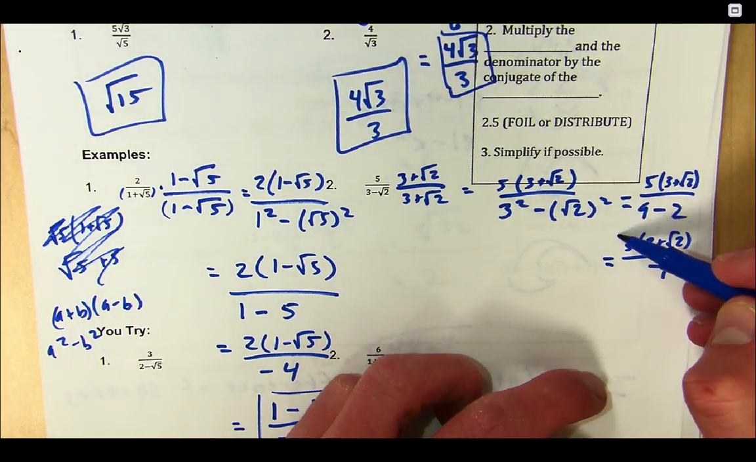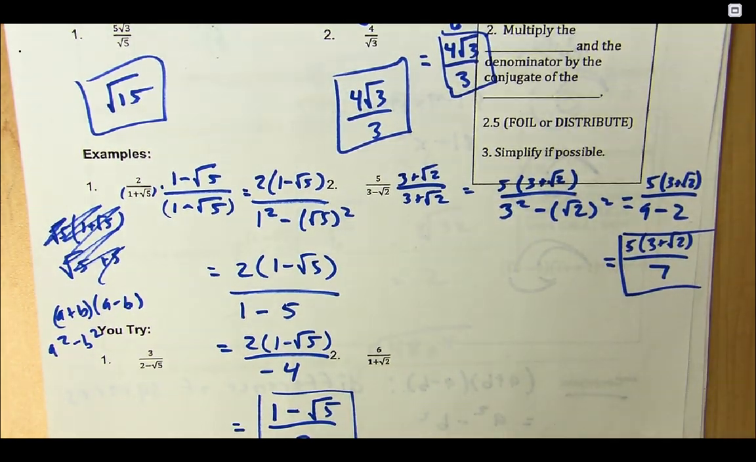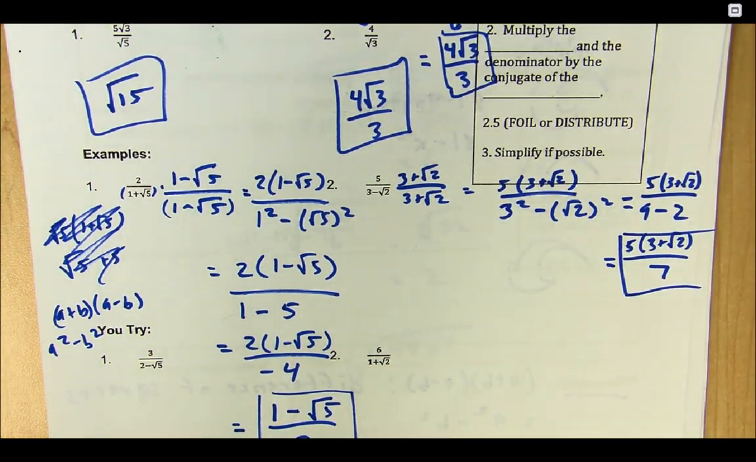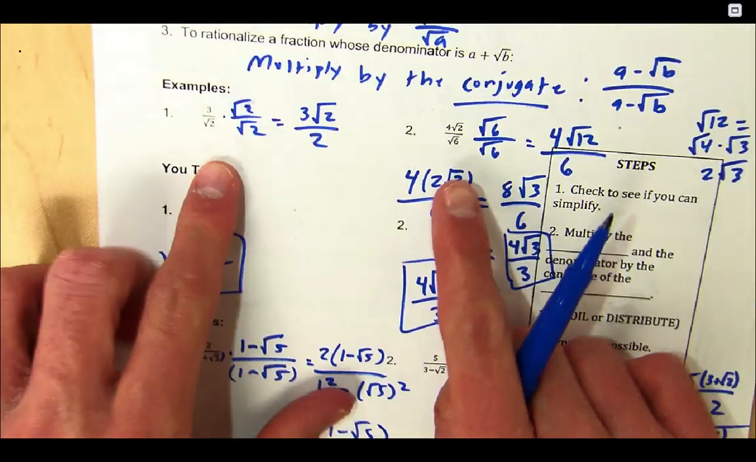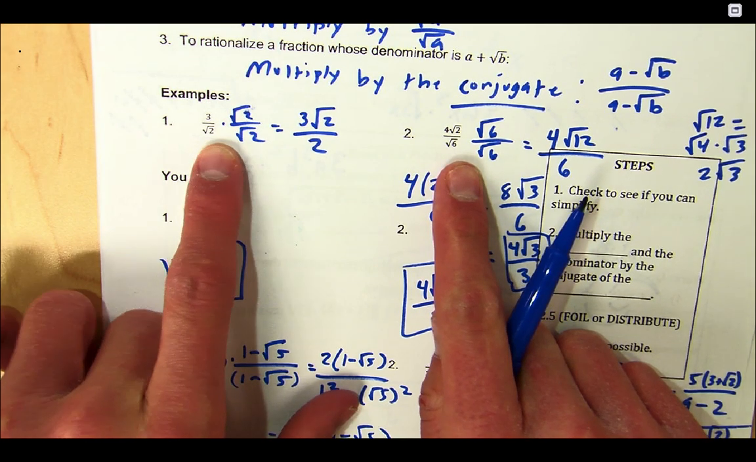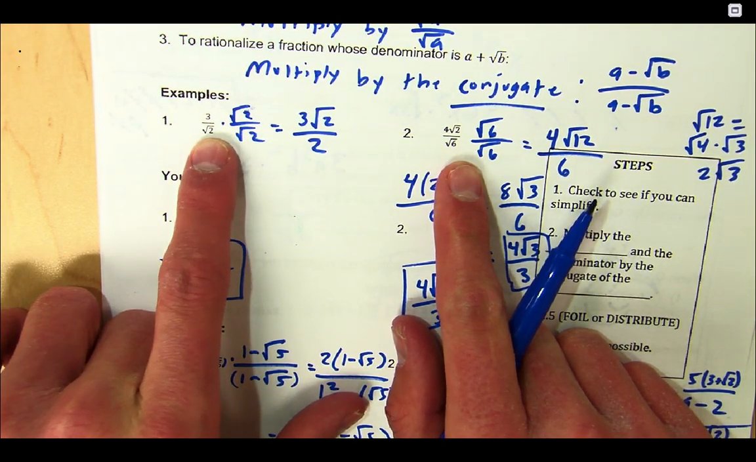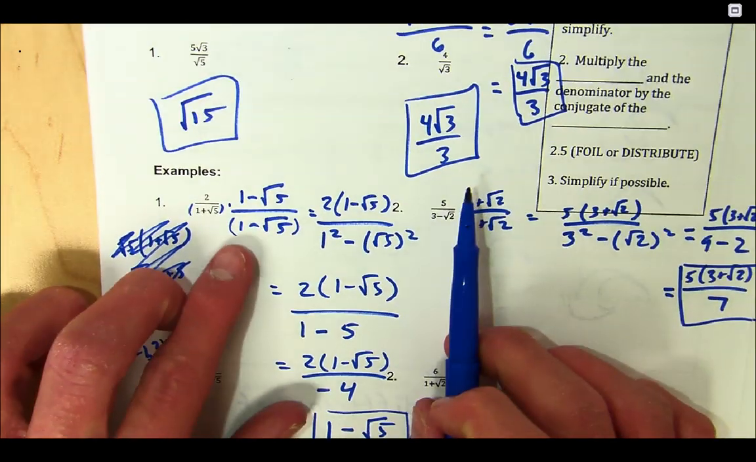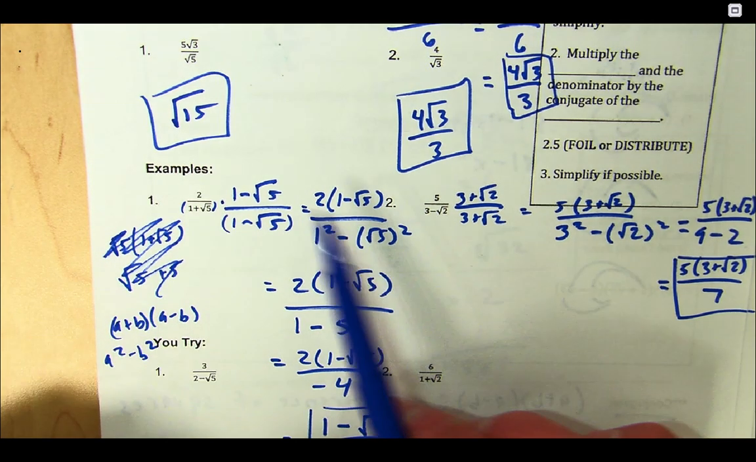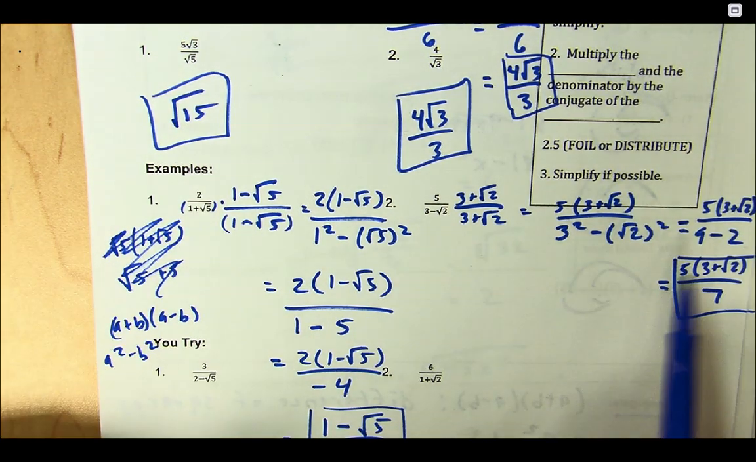And I'm going to leave my answer just like this. You don't need to actually distribute that 5 through to each term. You can, it's not wrong, but I'm going to leave my answer like this, as 5 times quantity 3 plus root 2 all over 7. Okay, so hopefully you're used to these, multiplying by 1, just whatever this term is down here, multiply top and bottom by that to get the radical out of that denominator. It's a little bit trickier when you have multiple terms. You have to multiply by the conjugate, which we've done.